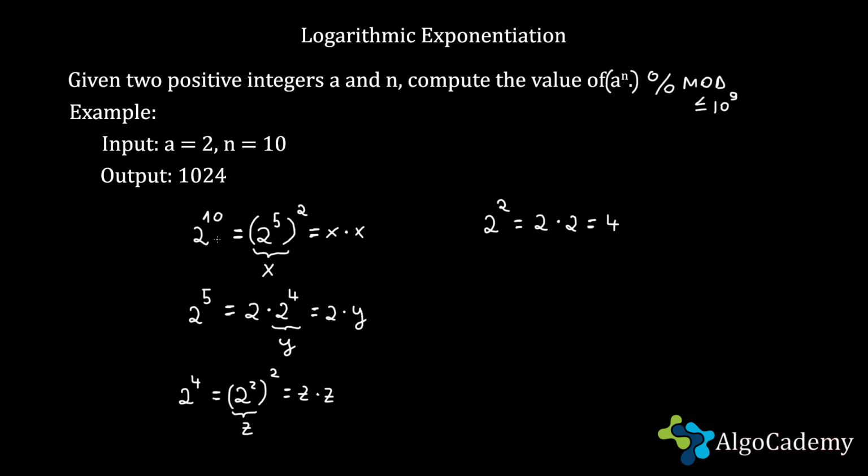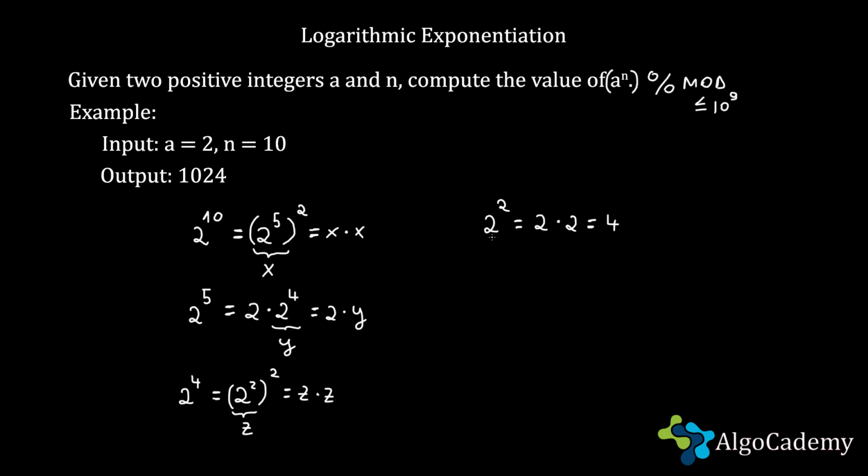So see what I did here? I said that in order to compute 2 to the power 10, I first need 2 to the power 5. To compute 2 to the power 5, I first need 2 to the power 4. To compute 2 to the power 4, I first need 2 to the power 2. To compute 2 to the power 2, I first need the value of 2, which I already know. It's a power of 1, right? So it's already a number.